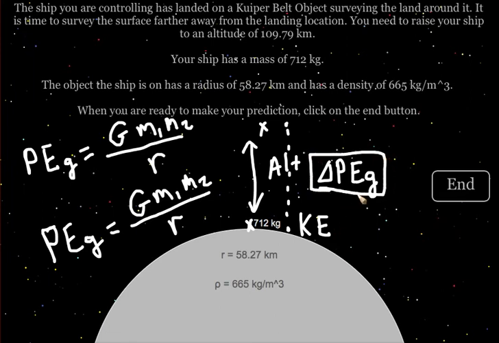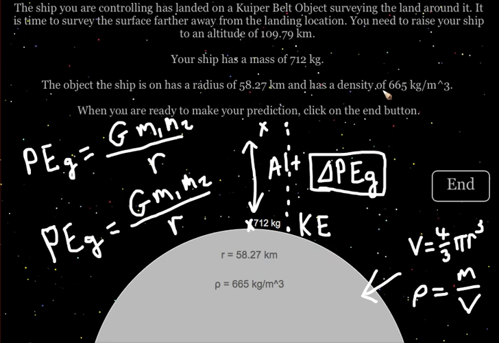So we set the two equal to each other, and we solve for the initial speed. It doesn't give you the mass of the planet, so in order to use the equation, we have to realize that we have a formula for volume of a sphere. And once we get the volume of the planet, we use the density to find the mass. So this should be enough information for you to complete this problem.